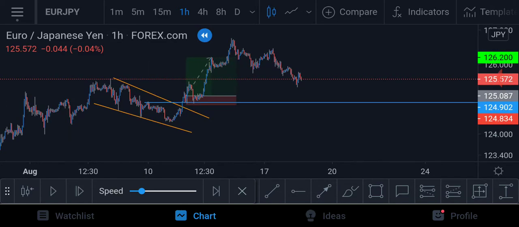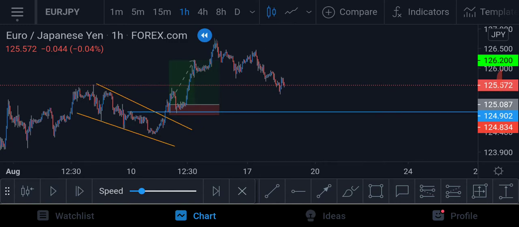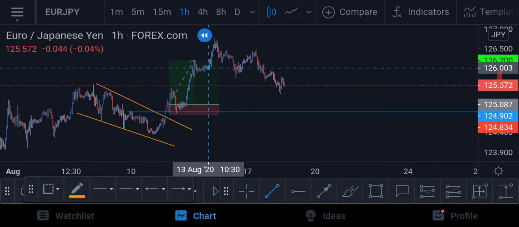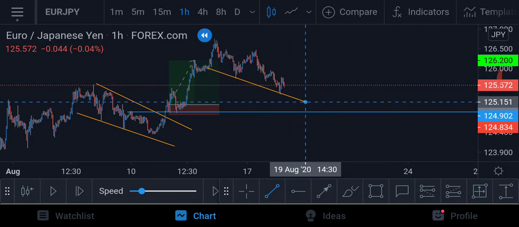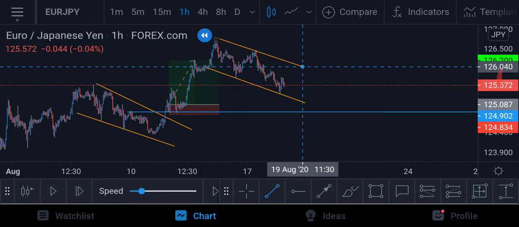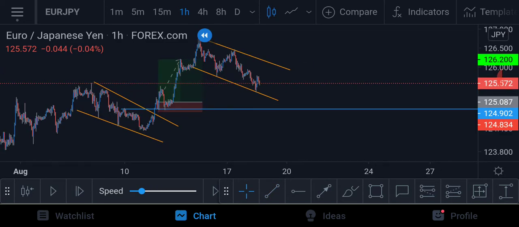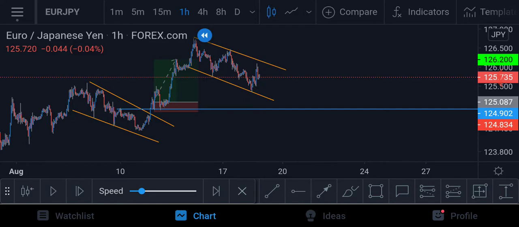Here as you can see, price made a head and shoulders pattern, but in today's video I am only showing you how to trade with trend lines. So now price made these structure lows and structure lower highs, another same type of pattern. Let's see how it goes.